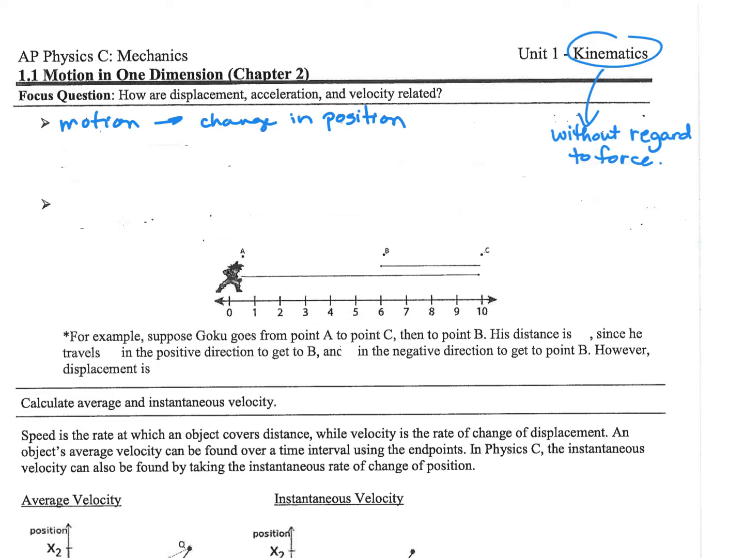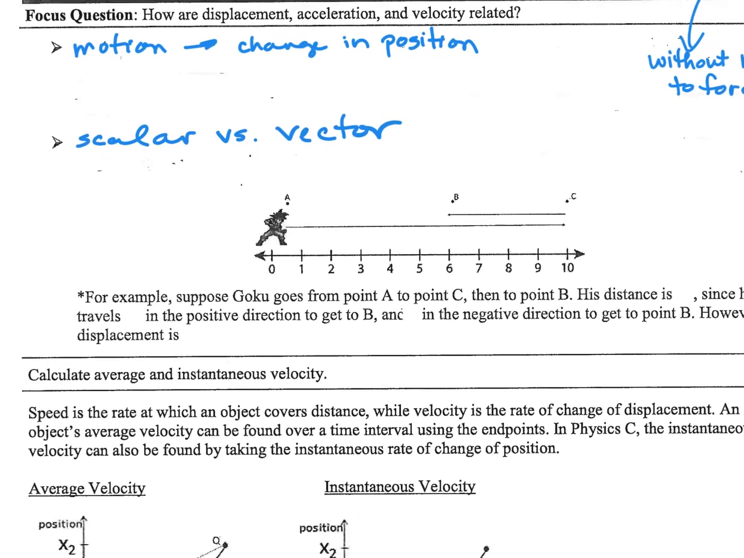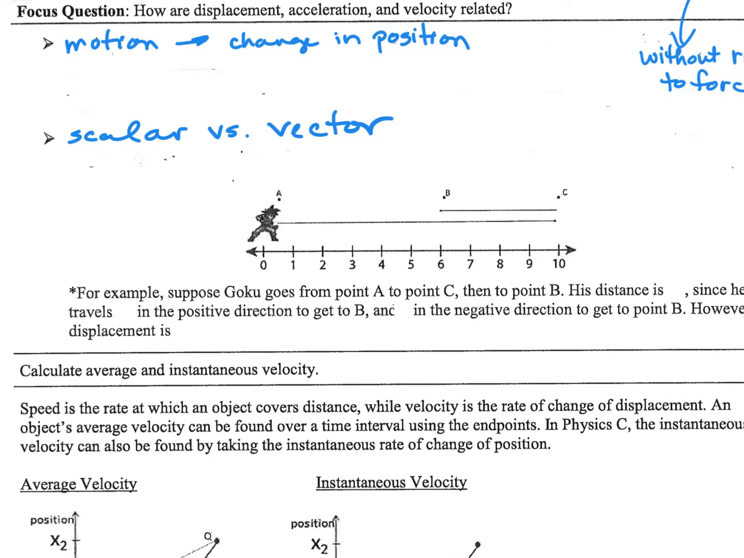All right, the other big thing when we talk about displacement, acceleration, and velocity is that we've got to talk about scalar versus vector. You have to understand the difference between a scalar and a vector in this class, big time. Under scalars, we're talking about distance. Its vector would be displacement. We're talking about speed versus velocity.